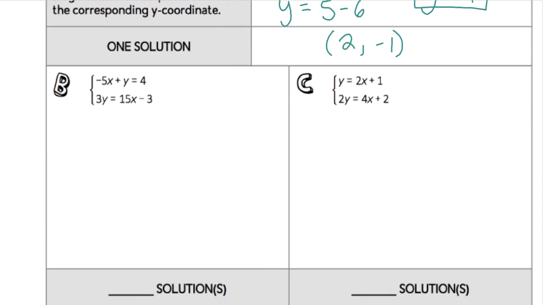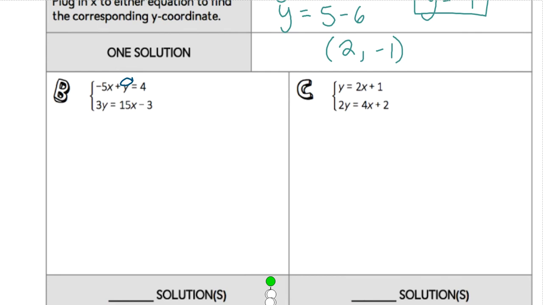Looking at example B here, we have two equations that are linear. I'm going to isolate one variable. In this case, looking at the two equations, it looks like it's going to be easiest to isolate y in that first equation. So I am going to rewrite this as y equals 4 plus 5x. So I have isolated that variable, which is step 1. Now we're going to substitute that into the other equation for the variable we solved for. So in this case, it was y.